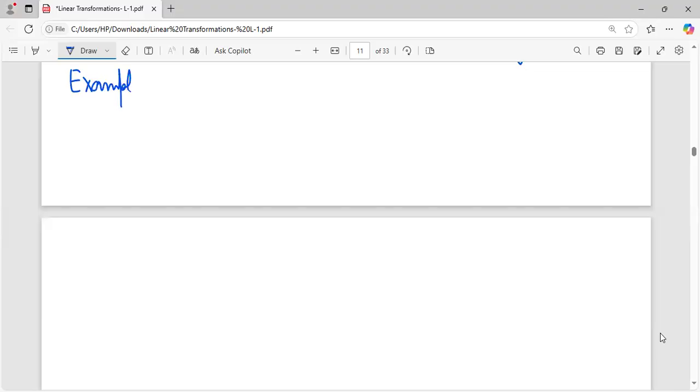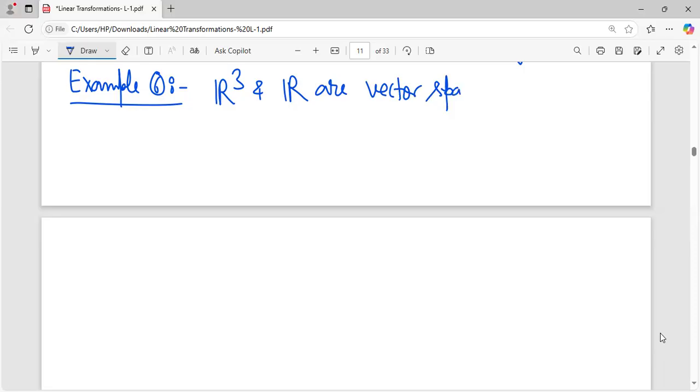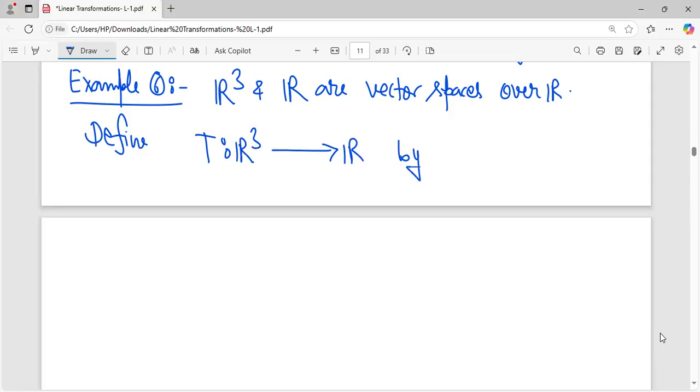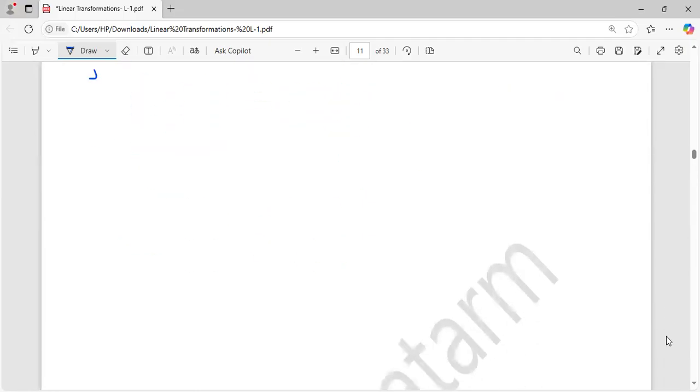Example 6. R cubed and R are vector spaces over R. Define T from R cubed to R by T(x, y, z) = x + y + z. Is T a linear transformation?